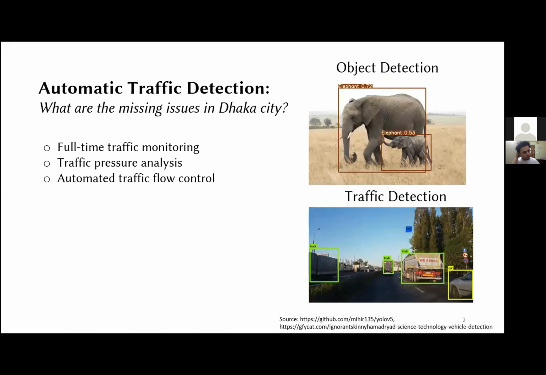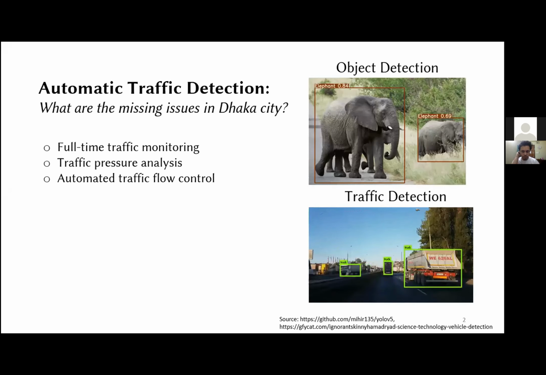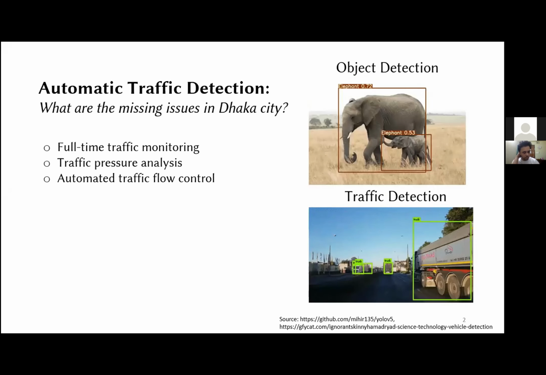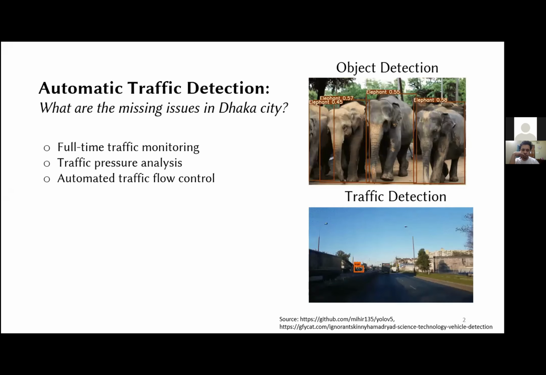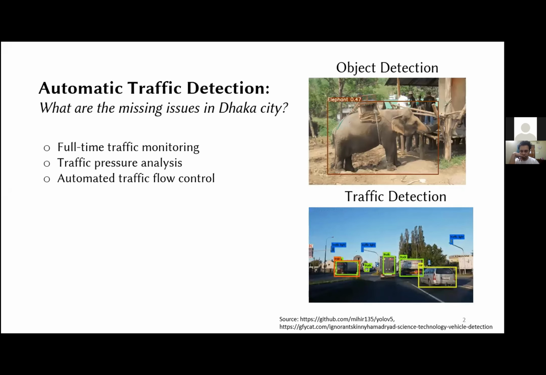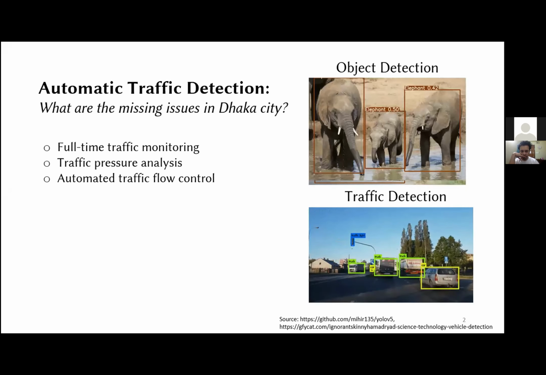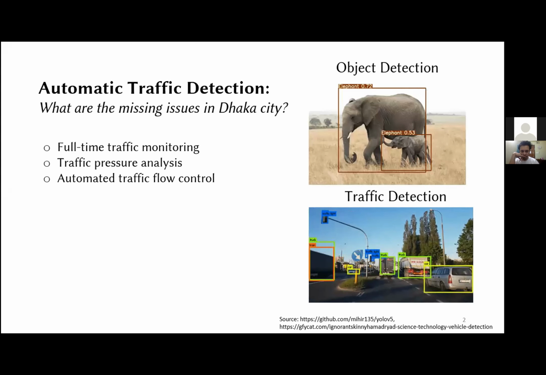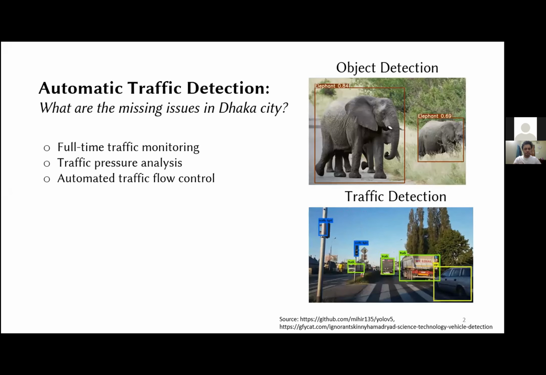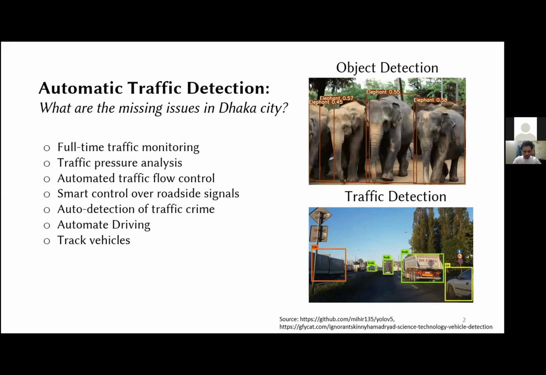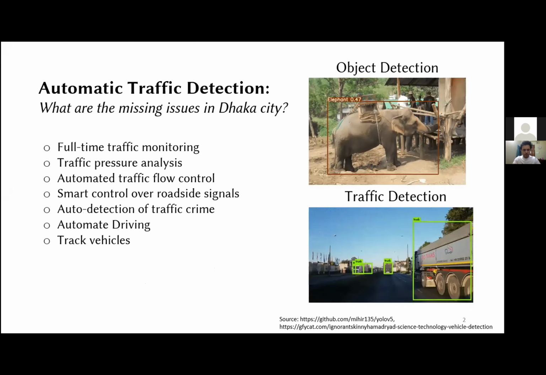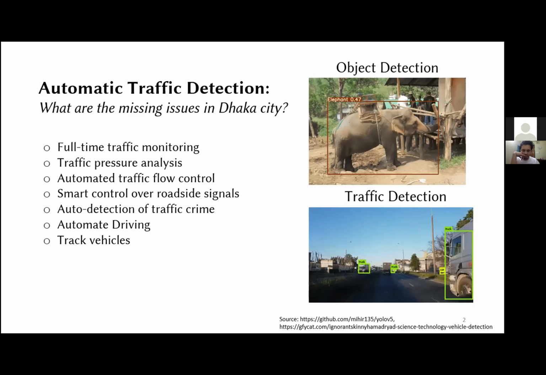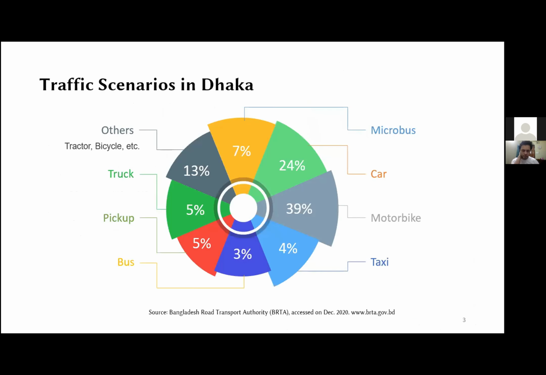If we look at automatic traffic detection, the thing that we are missing in Dhaka, if we can implement a successful object detection method for traffic detection or vehicle detection in Dhaka city, we can implement a full-time traffic monitoring system. We can analyze the traffic pressure or automate the traffic flow control. We can also implement smart control over roadside signals. We can even detect vehicles that have been stolen, or we can also automate driving.